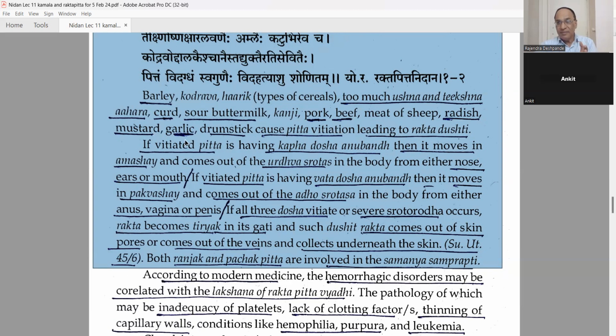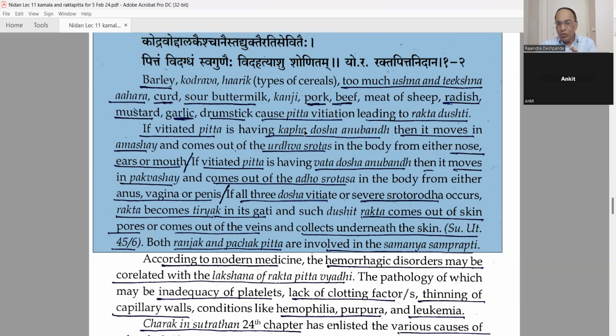Mustard, garlic, drumstick. This can cause Vata Pitta Prakop, leading to the Rakta Dushti. Vitiated Pitta having the Kapha dosha Anubandha. Anubandha means secondary, it's not primary. Primary is Pitta, but a little Kapha. Then it moves in the Amashaya, the stomach, and comes out in the Urdhva Srotasa, like nose, ears, or mouth.